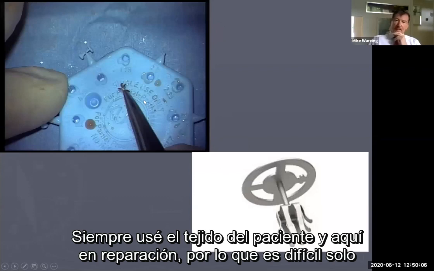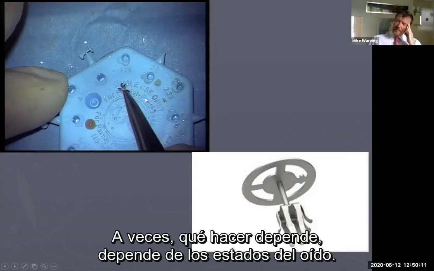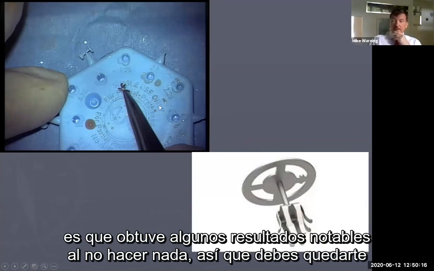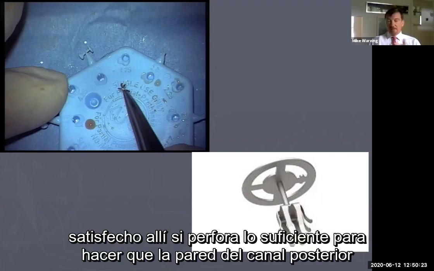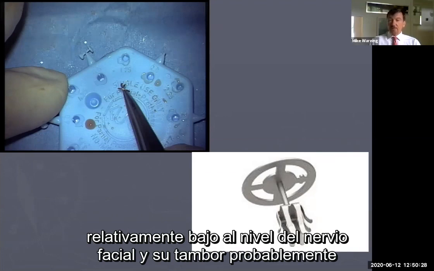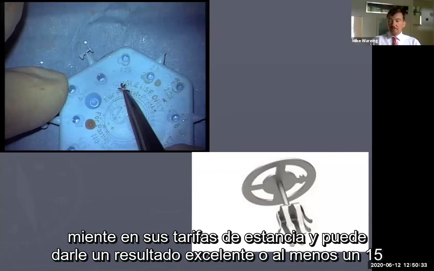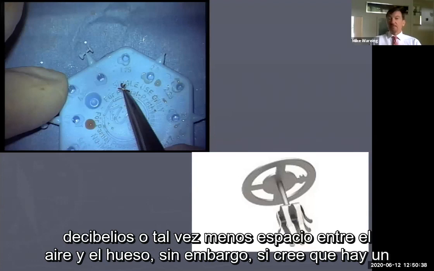And hearing repair. So it's difficult to know sometimes what to do. It depends upon what the status of the ear is. I've got some remarkable results by just doing nothing. So you've got a stapes there. If you drill down enough to make the posterior canal wall relatively low, up to the level of the facial nerve, your drum will probably lie on your stapes and may give you an excellent result, or at least a 15 decibel or maybe less air-bone gap result.